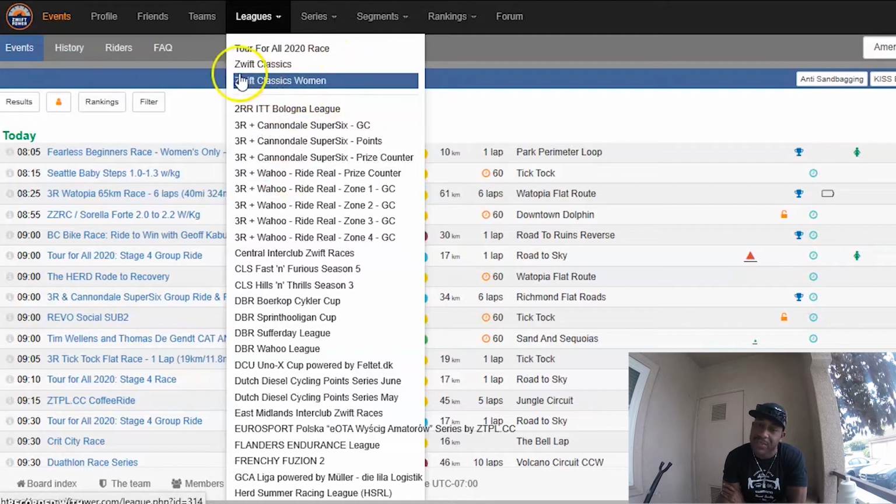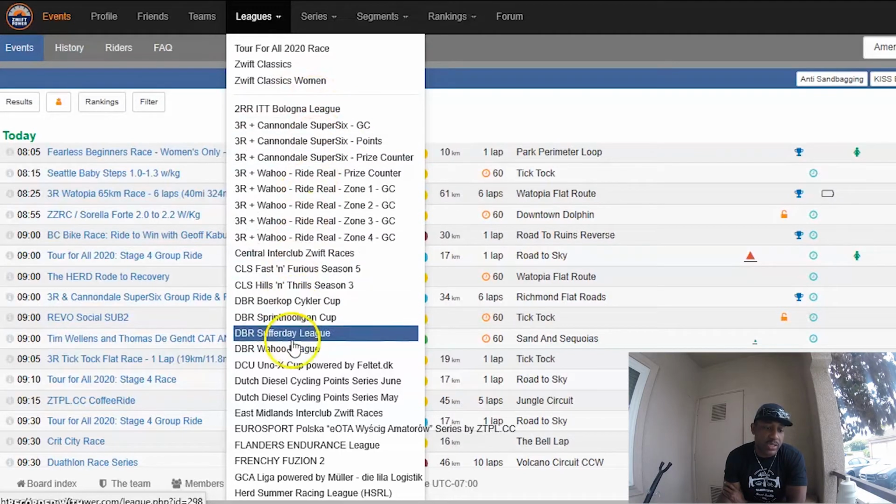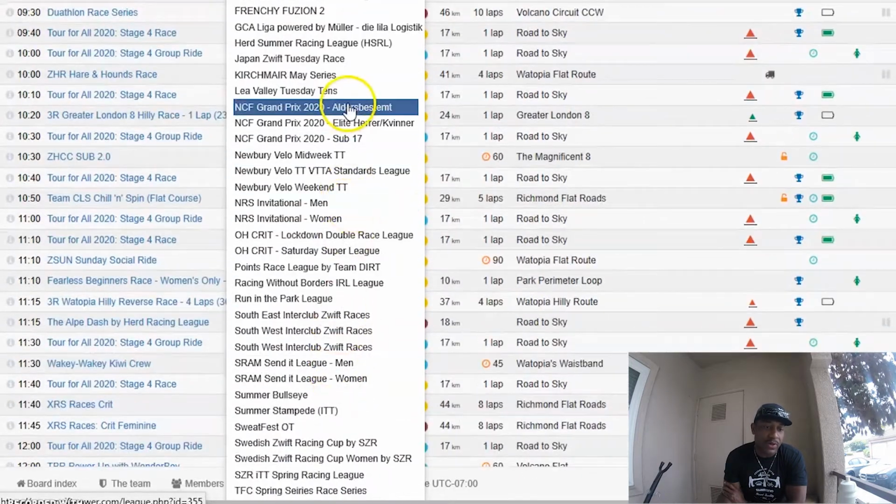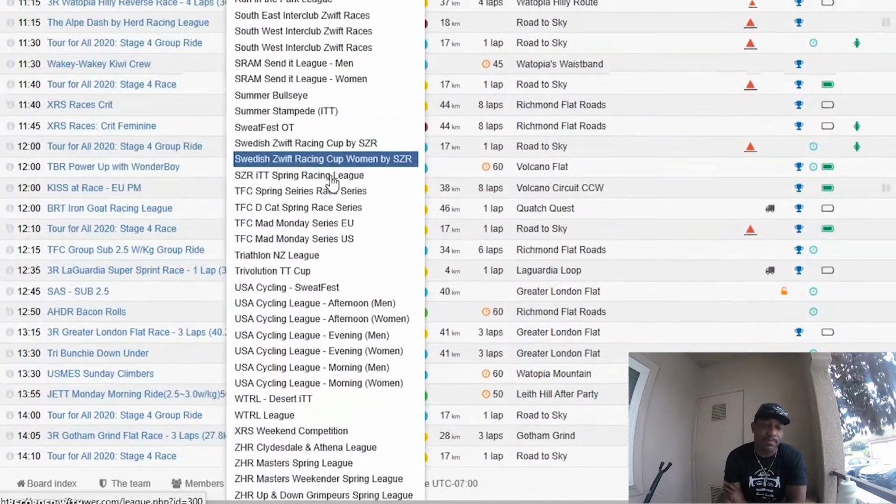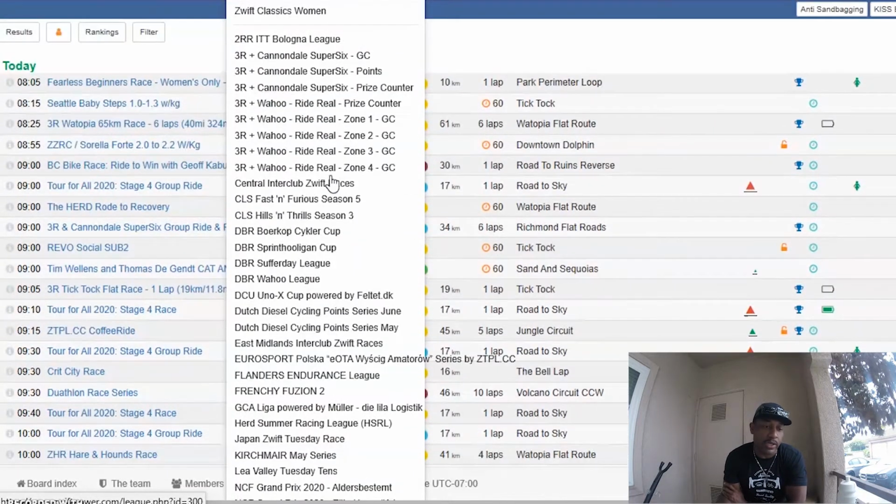Just scrolling down through here, you see Tour for All 2020, you see Zwift Classics, you see Zwift Classics for women. So again, the leagues are going to be men and women specific per the league organizer. But you see DBR, Dutch Diesel, Cycling Point Series, and scrolling down, there's a plethora of different ones here. I would probably say there's 40 different leagues going on in here. I did not count, so don't mark me for that.